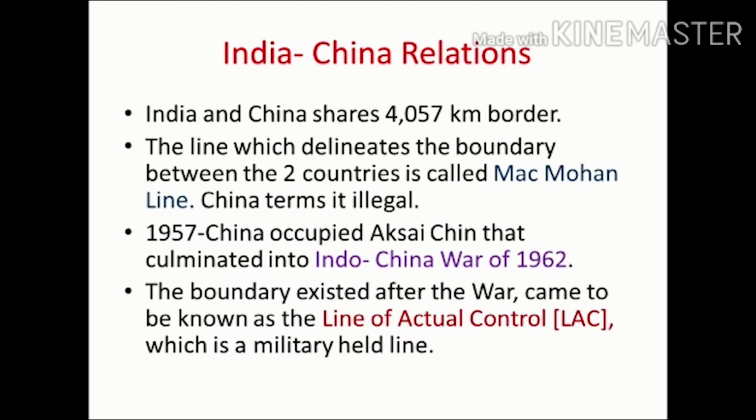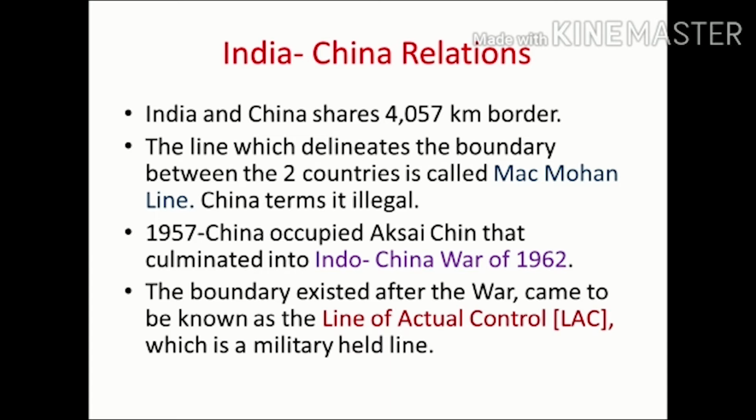So let's begin with today's topic, which is the burning topic in international relations. I'll be talking about India-China relations. India and China share a 4,057-kilometer long boundary, and unfortunately, the entire boundary is disputed. The line which delineates the boundary between the two countries is popularly called McMahon Line by Sir Henry McMahon, its author. But China terms it illegal.